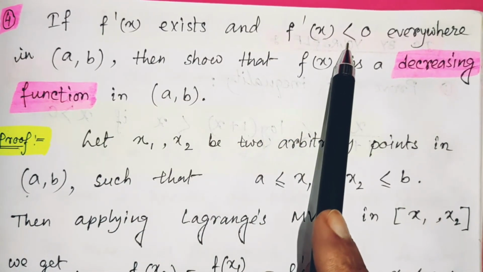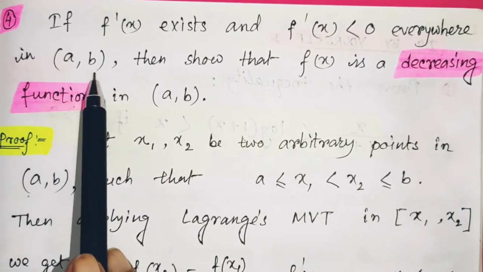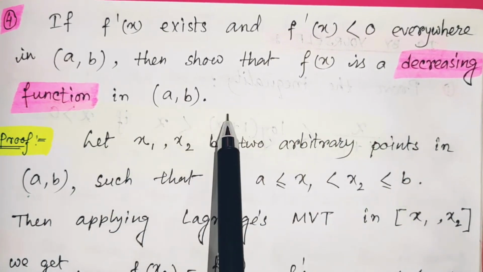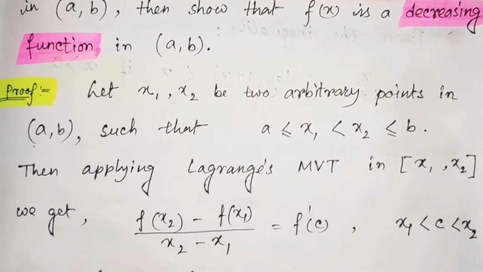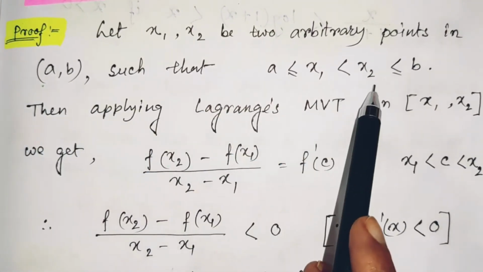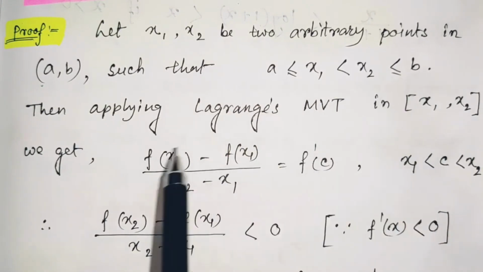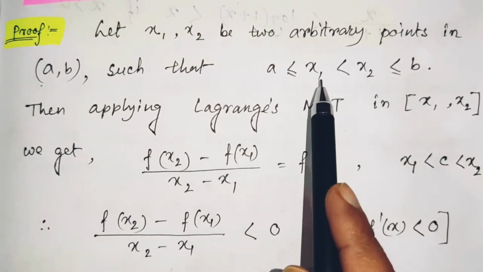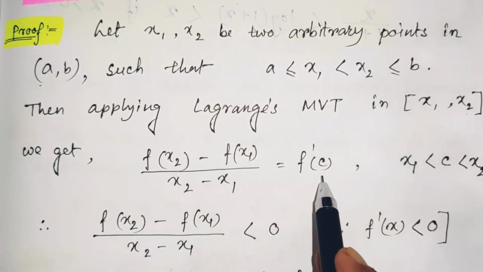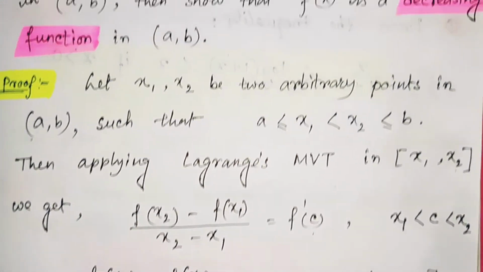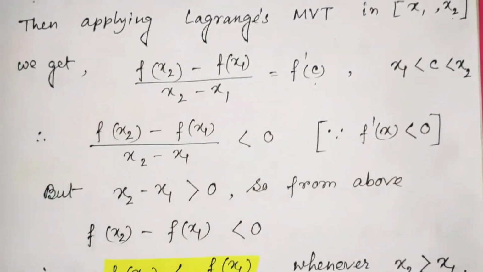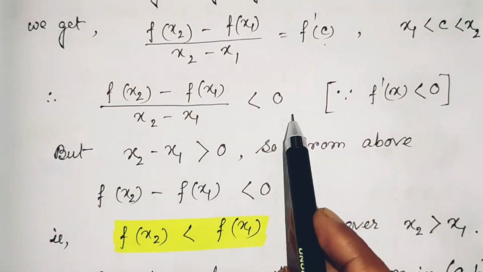One more very important example is here, and the problem is: if f dash x exists and if f dash x is less than 0 everywhere in an open interval ab, then fx is a decreasing function in ab. So now what to do? Again we consider two arbitrary points within the interval ab in such a manner that x1, x2 entirely lie in between ab. Now applying Lagrange mean value theorem within the interval x1 and x2. So this is the formula for the mean value theorem, and according to the given condition here, f dash x is less than 0 everywhere, that's why we can say that this one is less than 0.